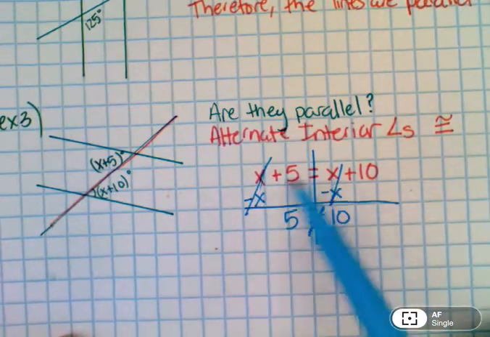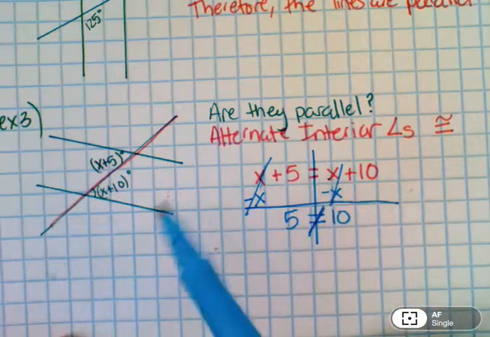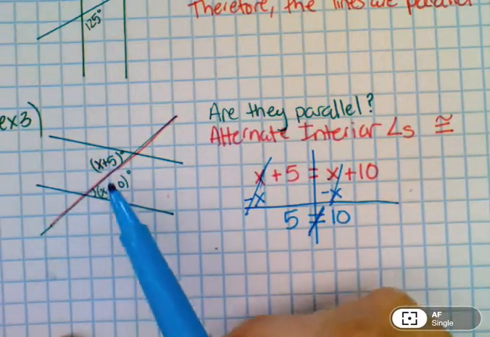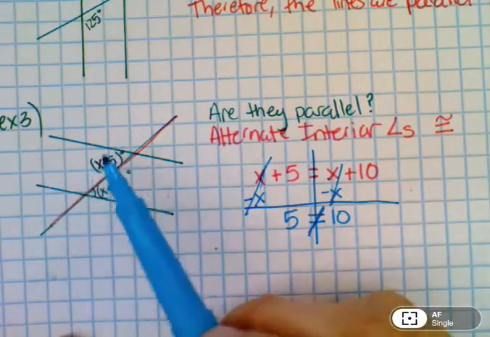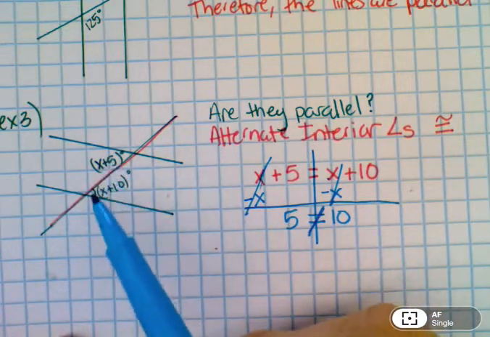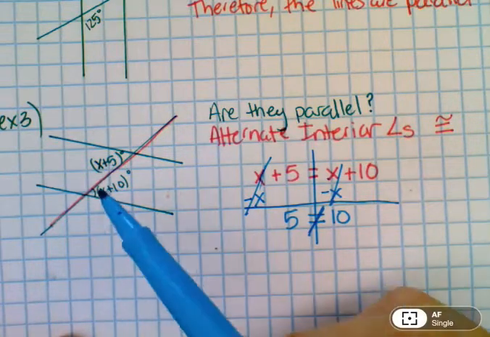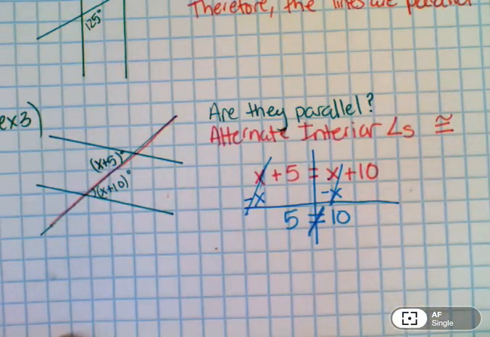No matter what value of x we put here and here, we're never going to get the same thing on both sides, right? If I put a 10 here, I would have 15 and 20. If I put a 20 here, I would have 25 and 30. There's no situation where these angles are going to be the same based on those expressions. And that means that no matter what, those angles are not congruent.